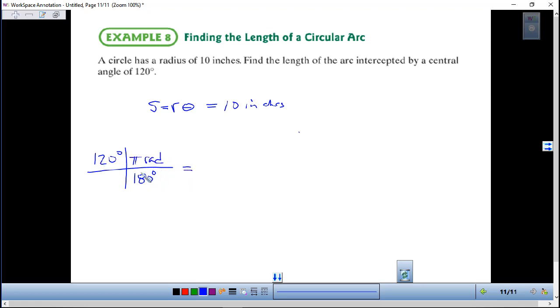So 120 degrees times pi radians over 180, the degrees are going to cancel out. 120 and 180 are both divisible by 60. So we end up with 2 over 3, so 2 pi over 3 radians. And that means that up here we're going to multiply that by 2 pi over 3. So we're going to end up with 20 pi divided by 3 inches, and that's going to be our arc length.